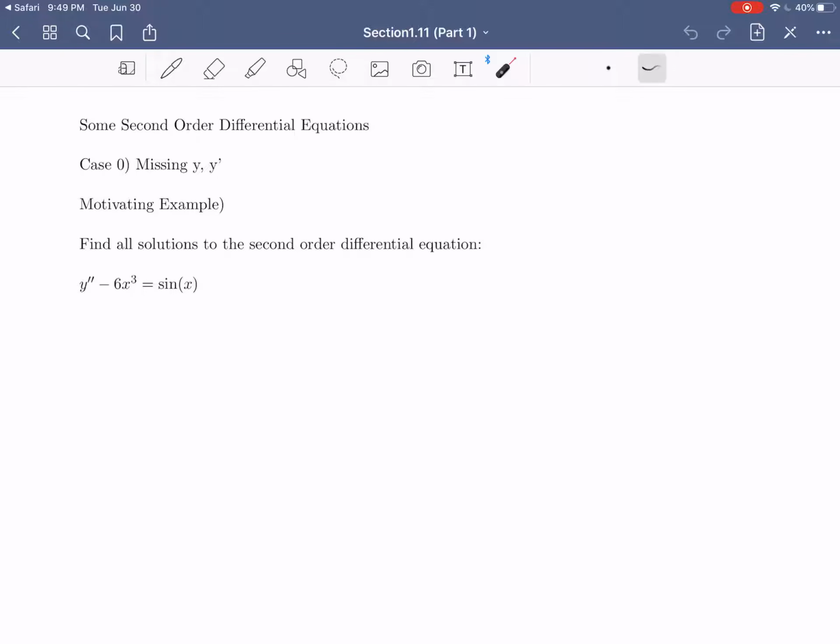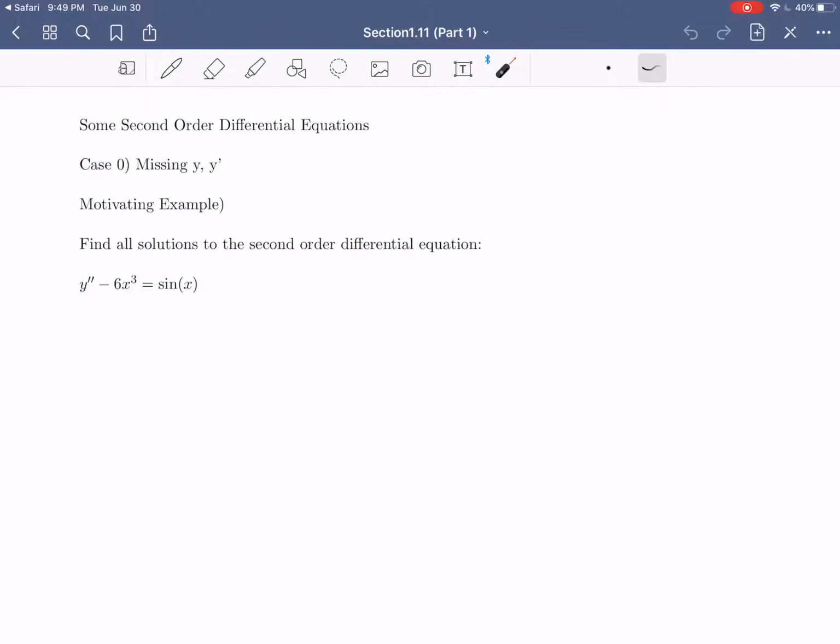Now, this is a unique little section to end Chapter 1 on, because what we're going to see here is that the techniques we've developed for first-order differential equations, while we do have a lot of interesting techniques that can handle lots of different situations, really don't help us with higher-order differential equations unless we're in some very special circumstances. And we're going to break these into three major cases, what we call Case 0, Case 1, and Case 2.